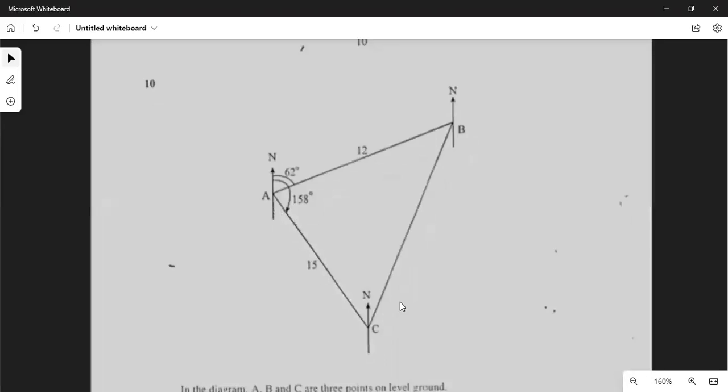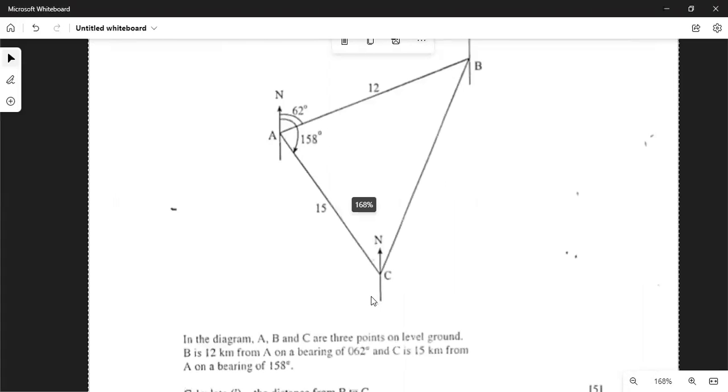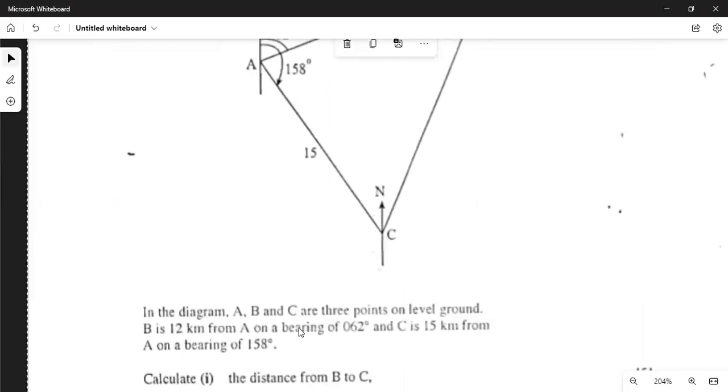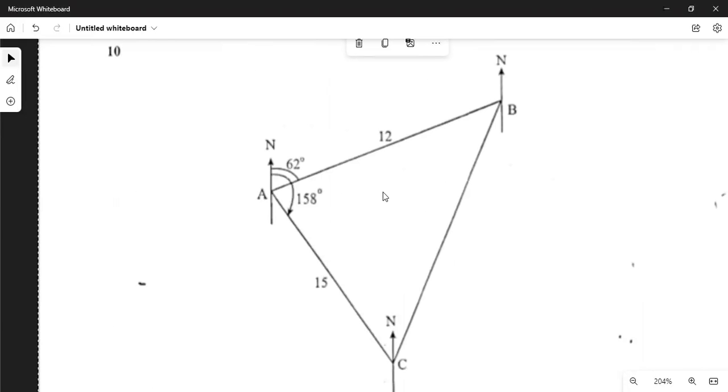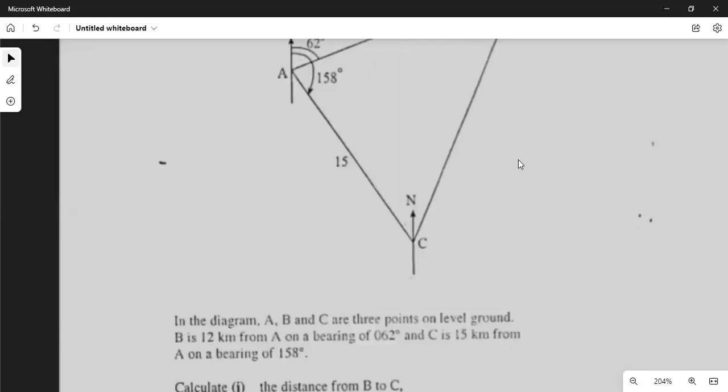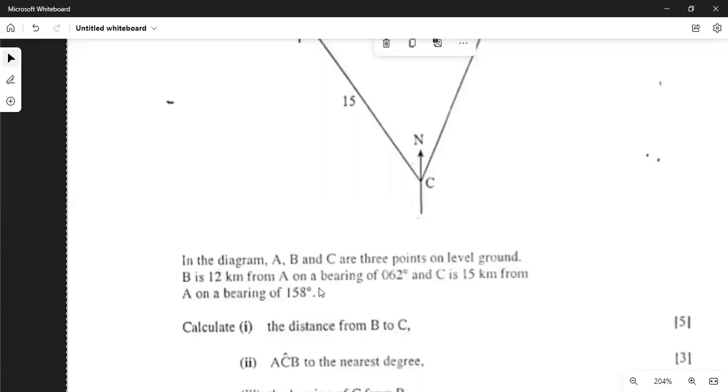So in this case, if you have to read the information, we are just given here in the diagram A, B, and C are 3 points on level ground. That is to just say we are joining these points by what? By straight lines. So which means all these lines that you are seeing are straight lines. And we are given here that B is 12 kilometers from A on a bearing of 062 degrees.